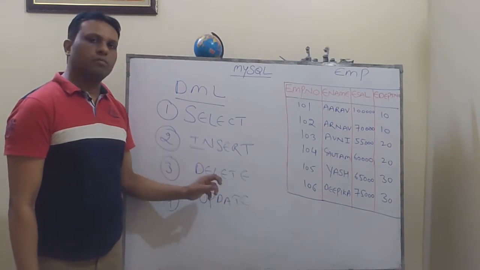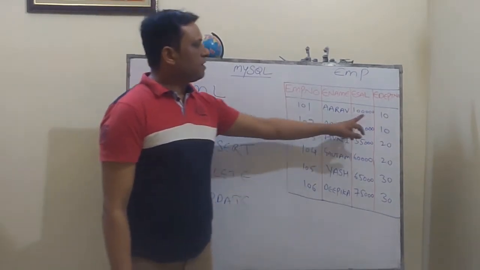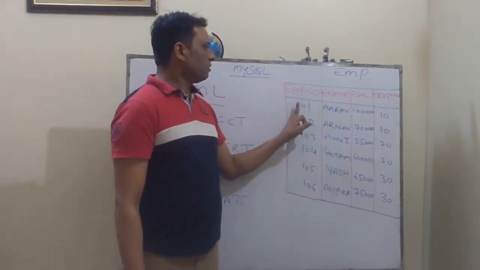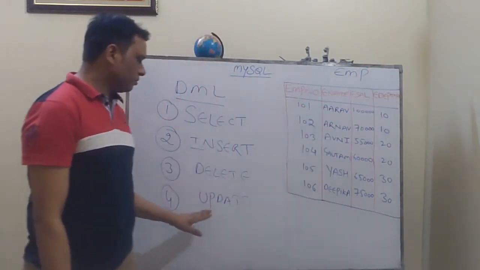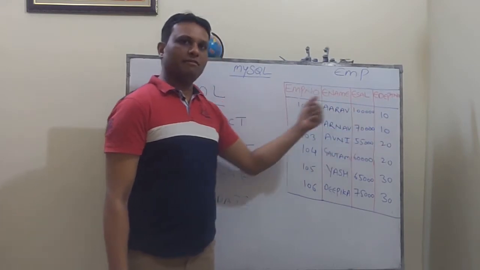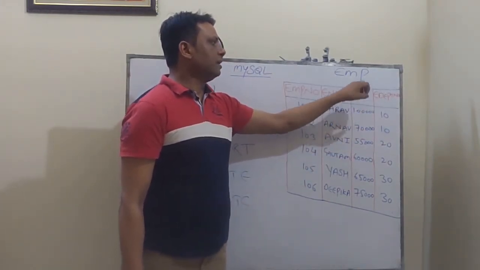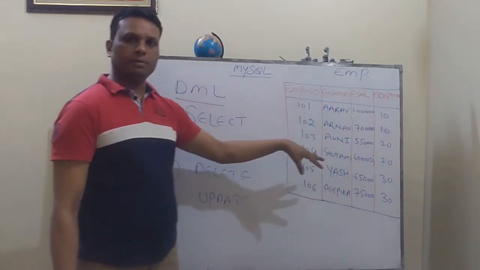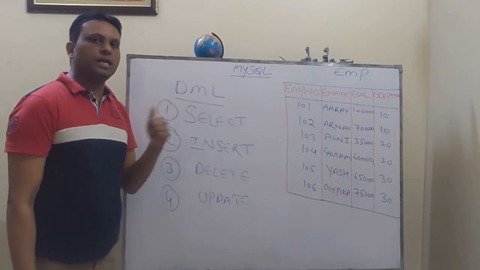And what about update? Update is used to make modification, to make changes in the values. For example, if we have to change department number of employee number 101 from 10 to 15, then we have to use update, because this 10 is a value. But if we have to make change in the department number, in the salary, their name, their data type, their size, then we have to use alter, which belongs to DDL command.